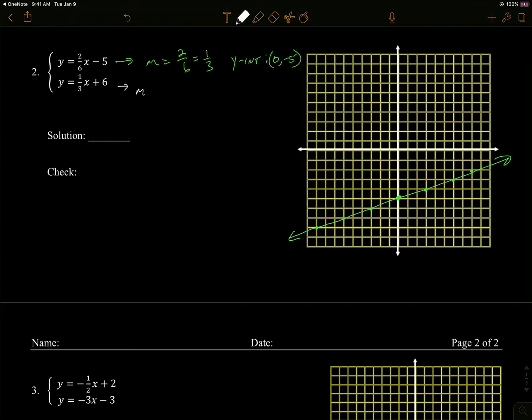So the slope of this line is 1/3, and the y-intercept is 0, 6. 1, 2, 3, 4, 5, 6. So I'll graph that y-intercept first. Now I'll use the slope to get other points. So I go up 1 and right 3, up 1, right 3, up 1, right 3. Oh, I only went 2. Then I'll go the other way, down 1, left 3. It's the same slope, right? Down 1, left 3, down 1.